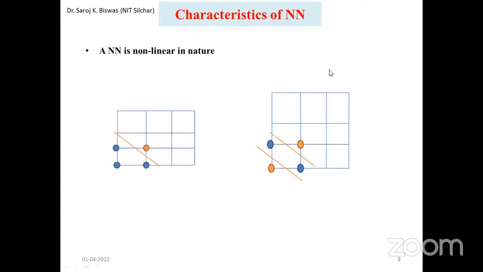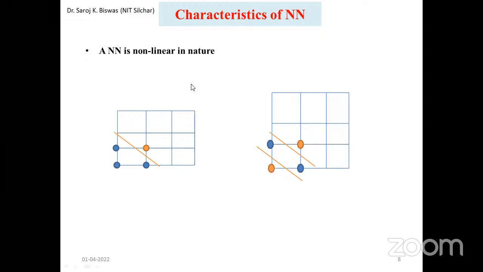After that, a neural network is nonlinear in nature actually. So in most cases, we don't check whether the problem is linear or nonlinear. If our objective is to solve the problem with a neural network, blindly we use a neural network. But generally it is assumed that if the problem is linear, we should not use a neural network to solve it. Only when the problem is nonlinear should we use a neural network, because a neural network is nonlinear in nature.